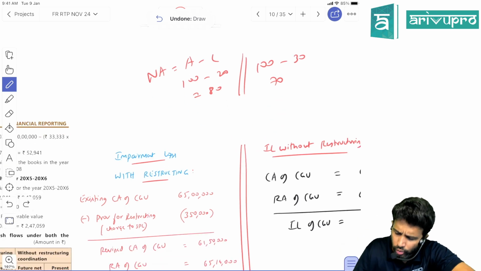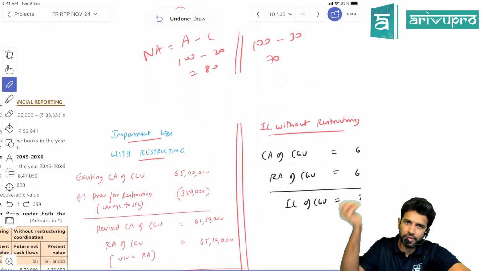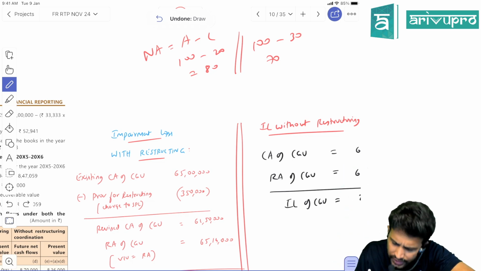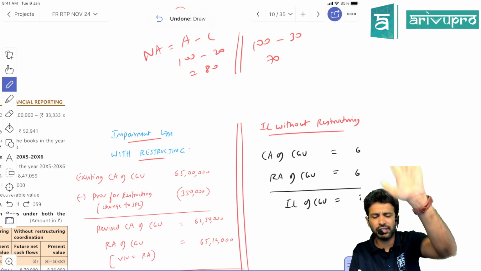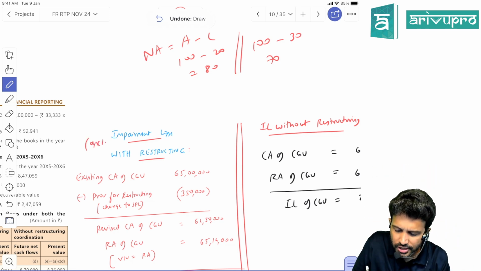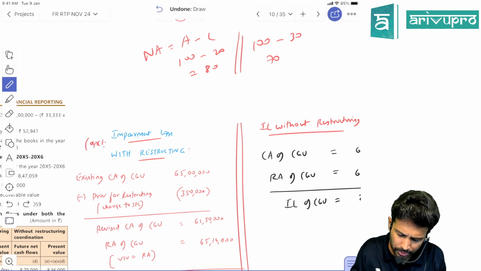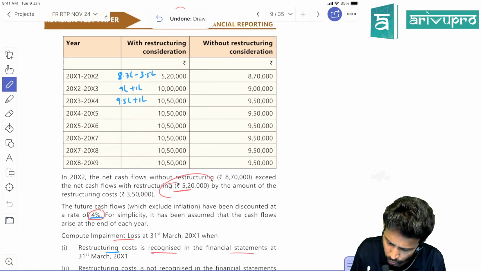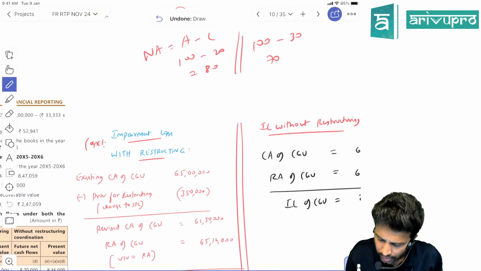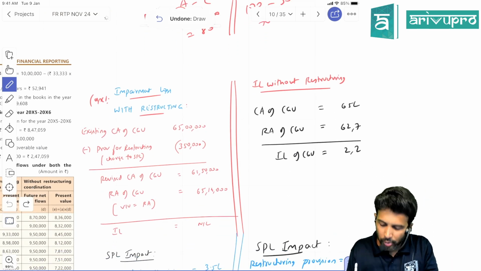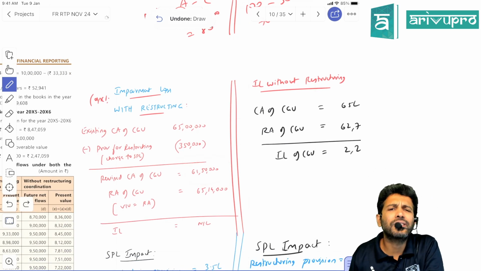Okay. So now in the 65 lakh, restructuring provision liability is not included. Should we consider it for impairment loss? Yes. In the first case, they are asking us to consider restructuring provision. So reduce restructuring provision. How much is that? They have given in the question that restructuring provision is 3.5 lakh rupees. So what will be the revised carrying amount? 61,50,000.